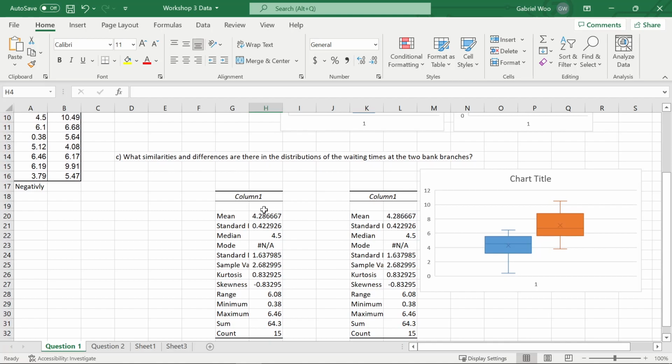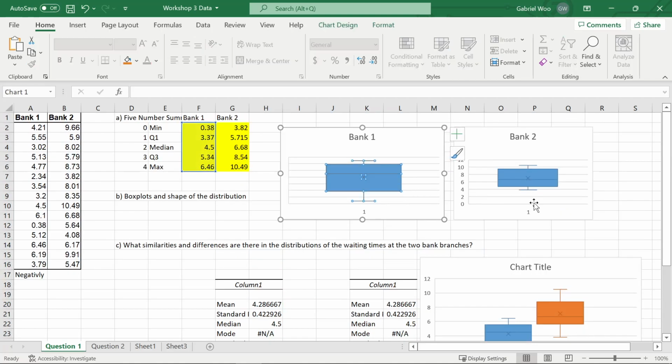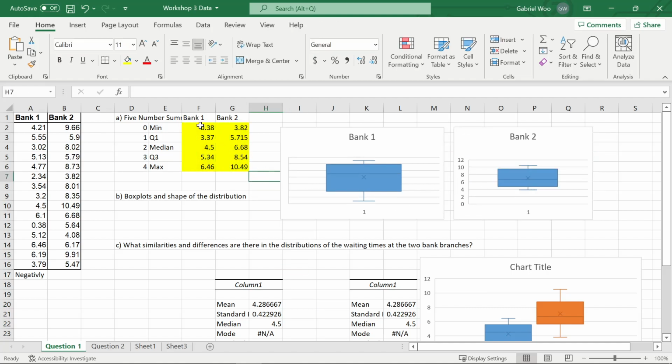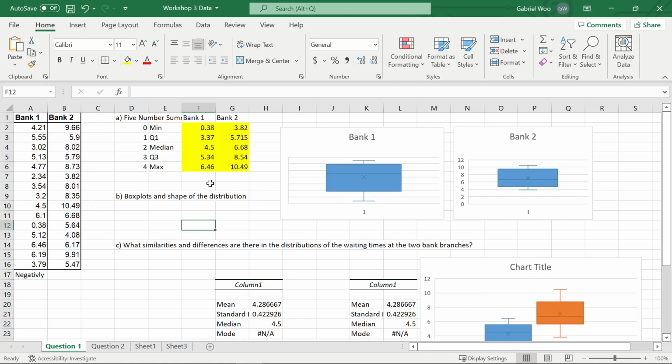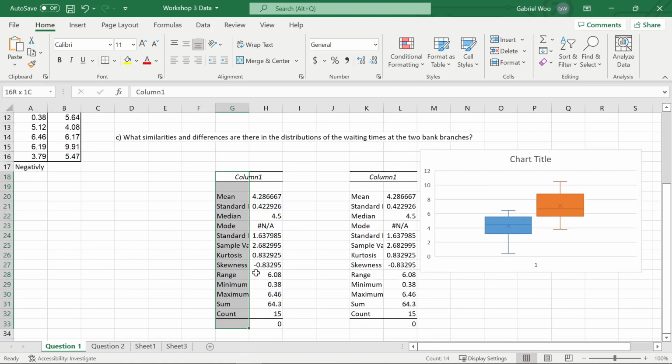And then we are also able to calculate a lot of information about these. Now, once again, you could individually insert these box and whiskers diagram. However, you could also insert multiple box and whiskers diagram at the same time by highlighting both banks. So this question, question 1, was just a brief review of using Excel to calculate the 5-number summary, to calculate information about the number.